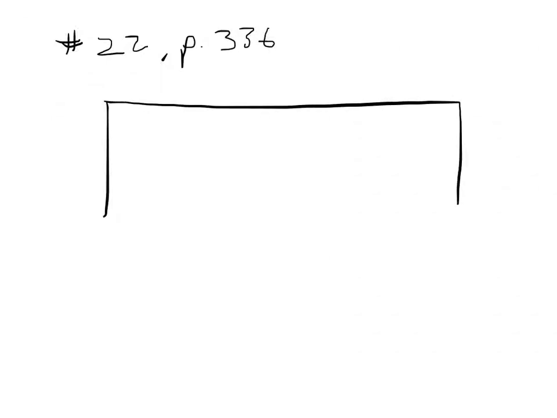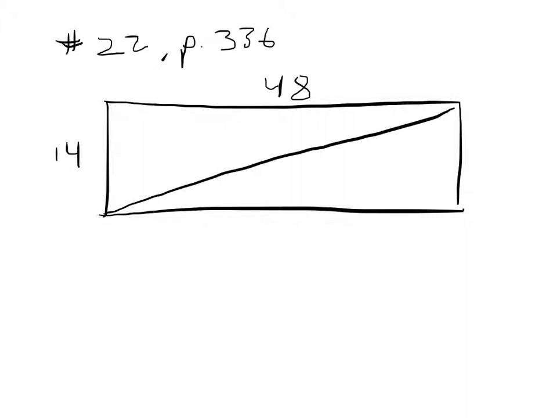So first example, let's take a look at number 22 on page 336. Question states, a rectangle is 14 centimeters wide and 48 centimeters long. So not quite drawn to scale, but pretty reasonable, 14 by 48. And it says, find the measure of the acute angle between the diagonals.